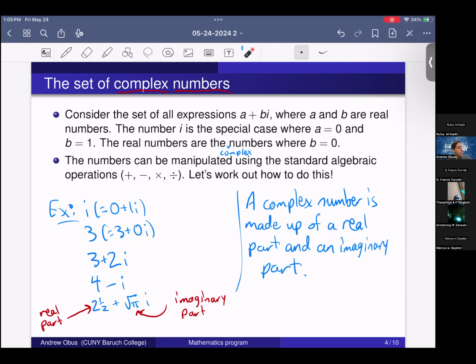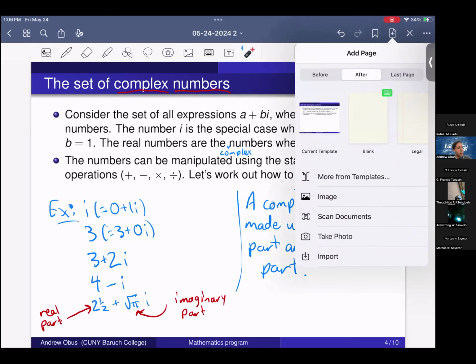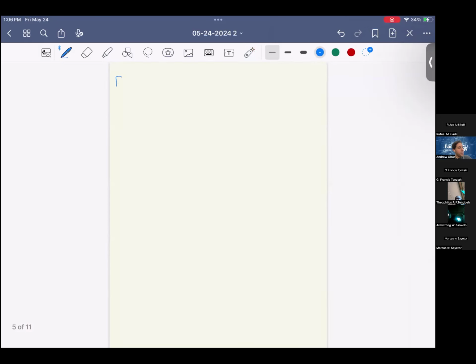And how do you work with complex numbers? Well, we can manipulate them using the standard algebraic rules. We can add two complex numbers, subtract two complex numbers, multiply two complex numbers, and divide two complex numbers. So let me show an example. Let's say I want to add two complex numbers. Let's say I have 3 plus 2i, and I want to add 5 plus 6i.